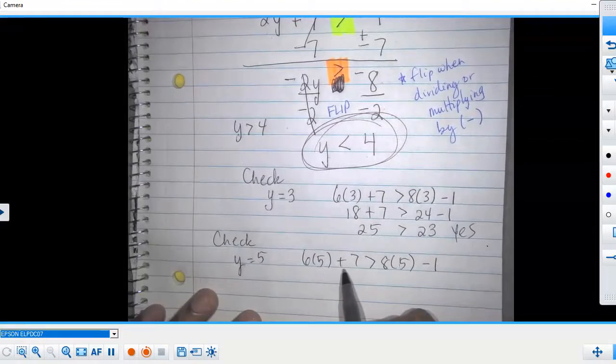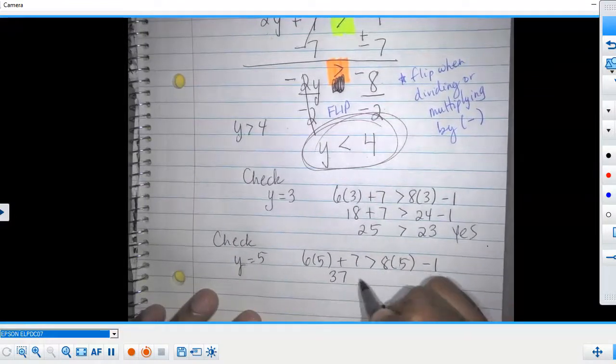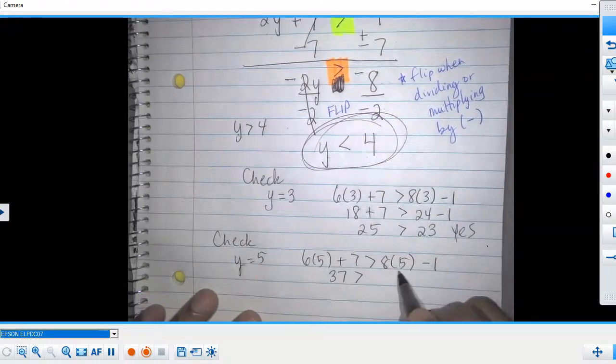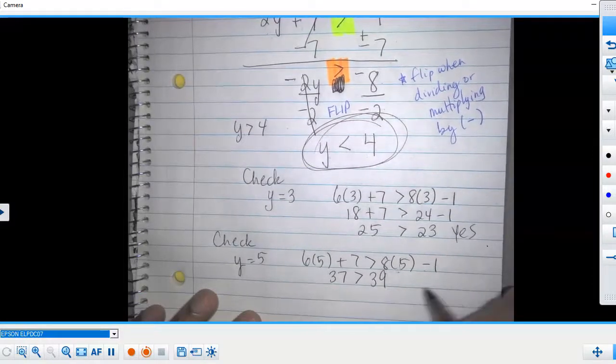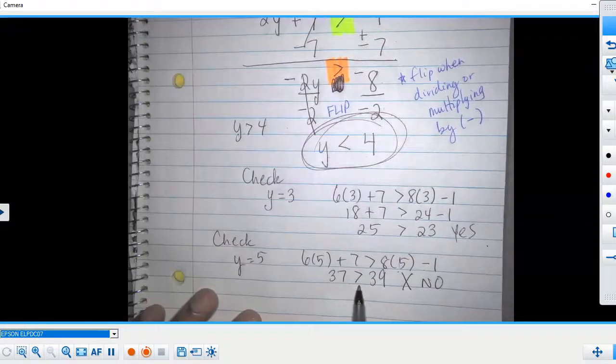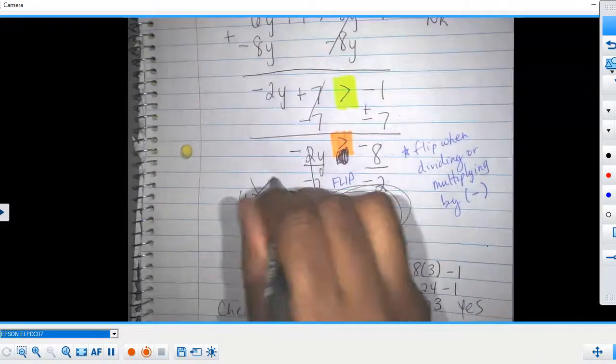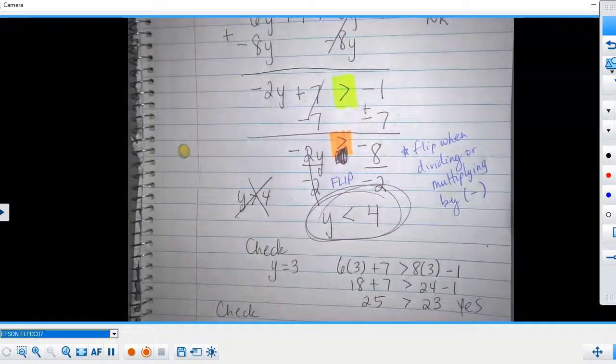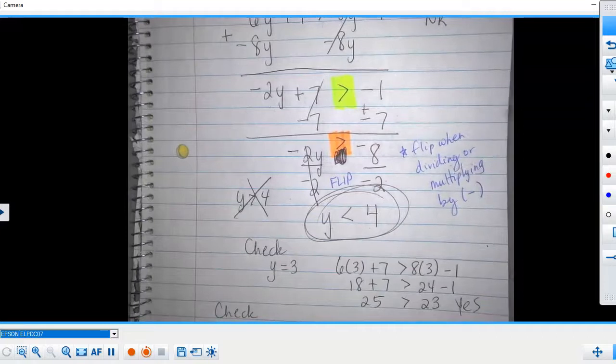So this is 30 plus 7 is 37. And this is 40 minus 1, which is 39. So no, 37 is not greater than 39. That would tell me right there I did something wrong. Go back, oh yeah, she said that when I divide or multiply by a negative, I flip. All right, so I hope that makes sense. Let's go to another one.